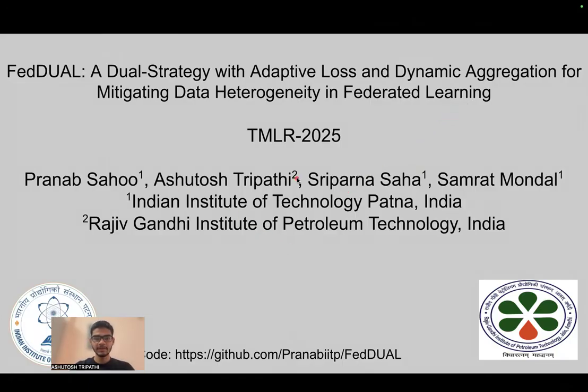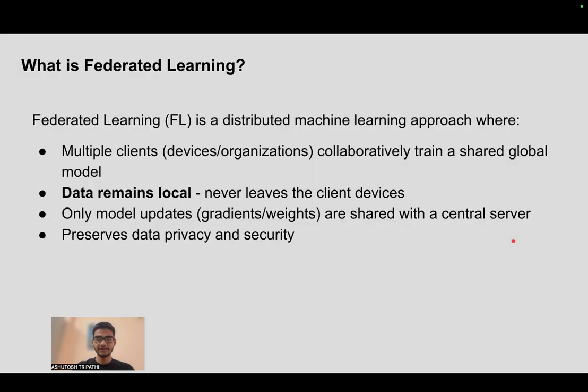So I am Ashutosh Tripathi. I am a former student of Rajiv Gandhi Institute of Petroleum Technology, India, and currently a data scientist at Publicis Sapient. Pranav Sahu, Shri Pranav Shah, and Samrat Mondal are from the Indian Institute of Technology, Patna, India, where Pranav Sahu has done his PhD, currently a data scientist at Walmart, and Shri Pranav Shah and Samrat Mondal are associate professors at the Indian Institute of Technology, Patna, India. So let us start with the presentation.